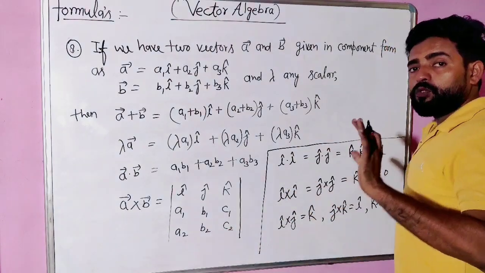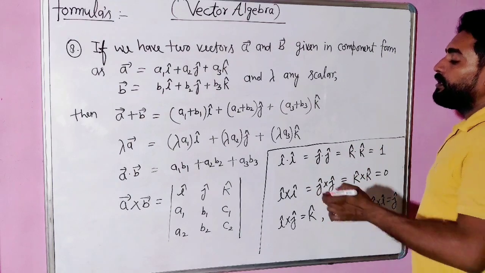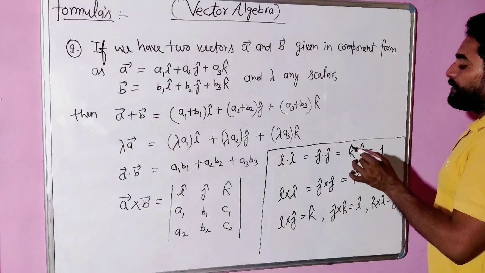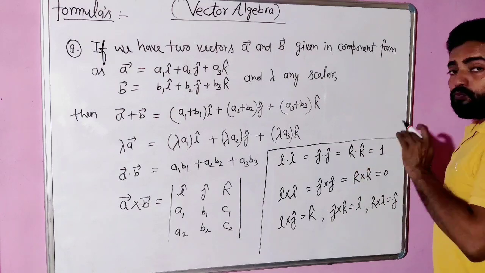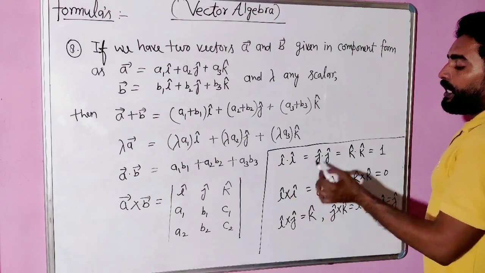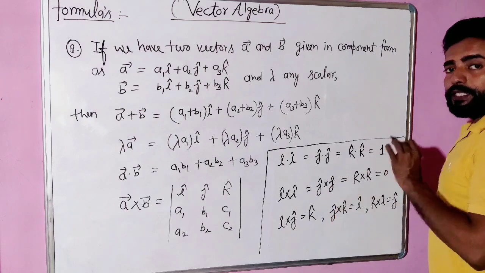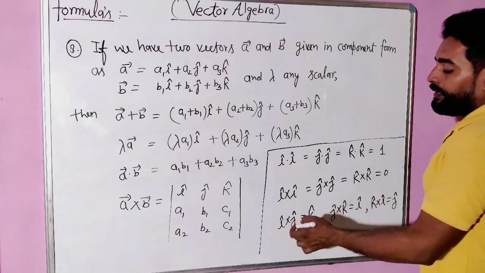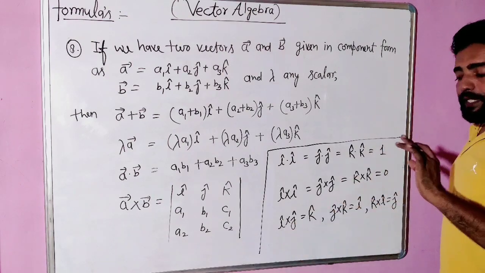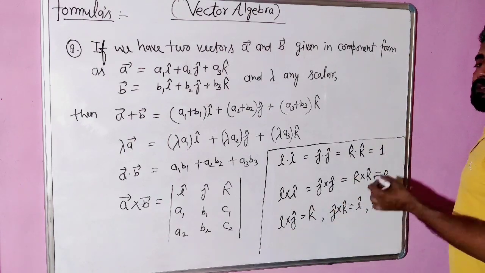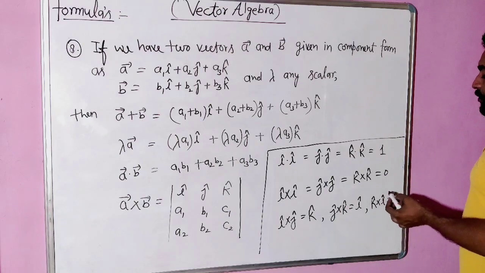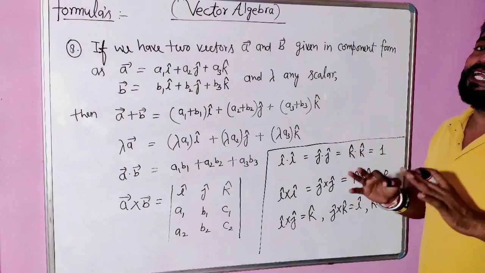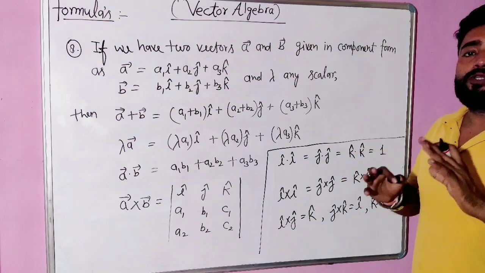Here we know the important formulas of scalar product and cross product. Scalar product: i cap dot i cap is equal to j cap dot j cap is equal to k cap dot k cap is equal to 1. And i cap cross i cap is equal to j cap cross j cap is equal to k cap cross k cap is equal to 0. And i cap cross j cap is equal to k cap, j cap cross k cap is equal to i cap, and k cap cross i cap is equal to j cap. So friends, these are the formulas of vector algebra, and they are very important for the board examination.